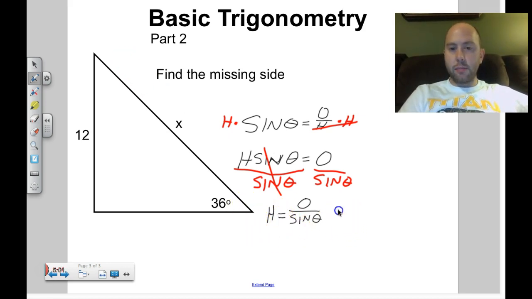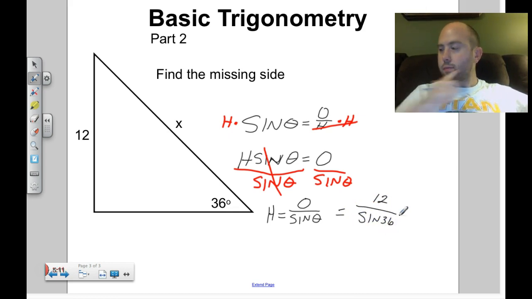So opposite is 12. So do 12 divided by sine 36. Just type it in a calculator. And since I'm dividing, I'm going to use the rule fewest sig figs. Both of these have 2 sig figs. So it is 12 divided by sine 36. And I get 20.415 and so on. Well, again, I only want 2 sig figs.